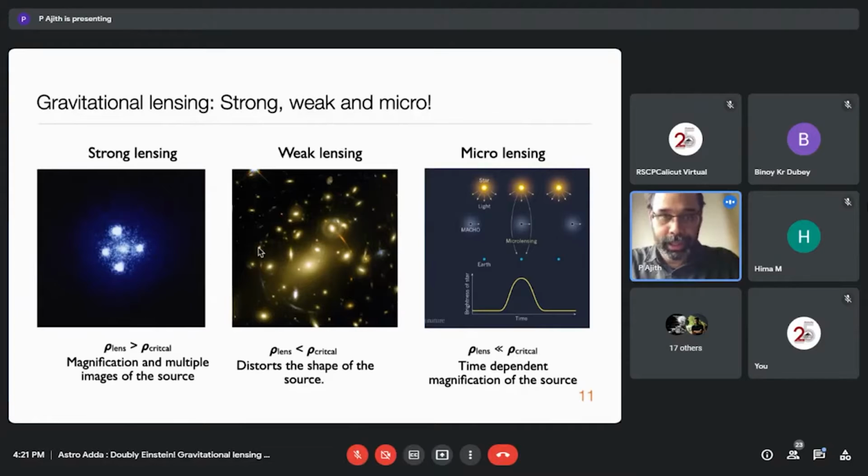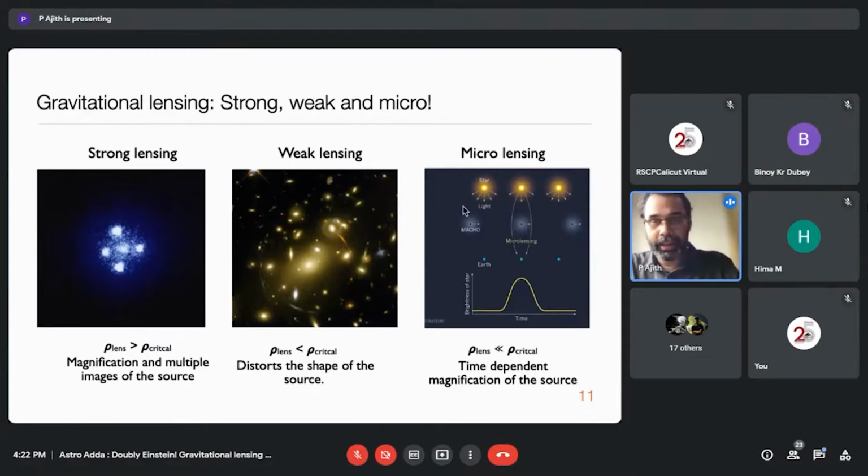And the middle example shows what is called gravitational weak lensing. This is a photograph taken by the Hubble telescope. Here, the density of the gravitational lens is less than a critical density, so it does not produce multiple images. But by bending the space-time around it, it introduces characteristic deformation in the shape of the background image. So you can see these arc-like shapes, which are a telltale signature of gravitational weak lensing. And this also can be used to map out dark matter distribution in the universe, etc.